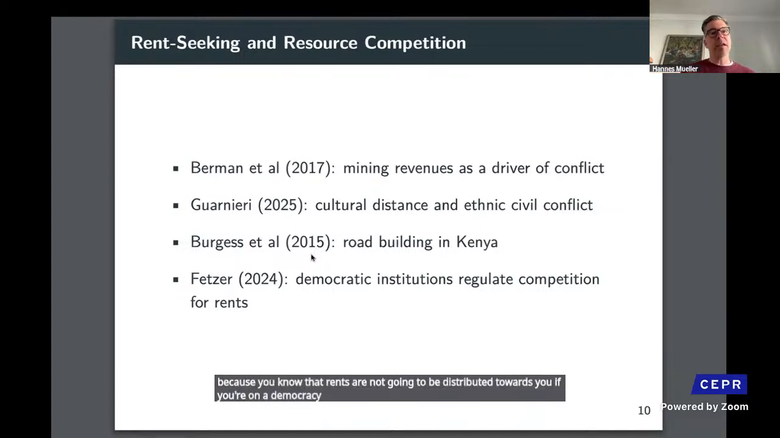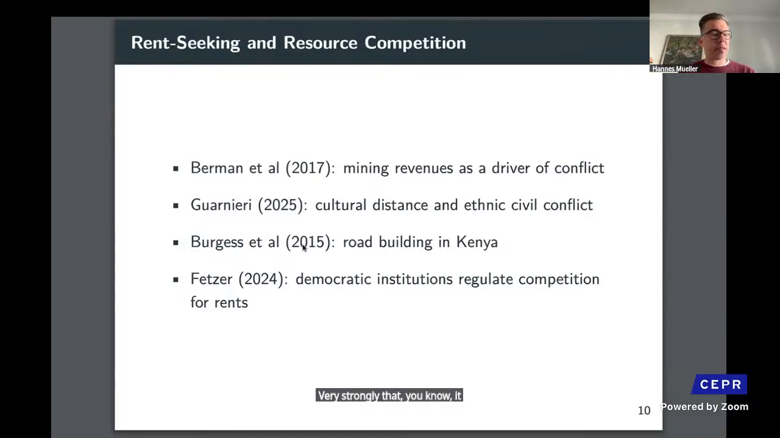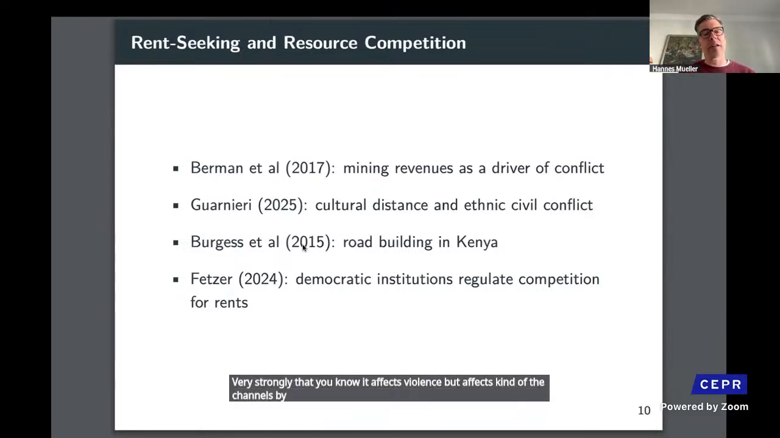So this is not showing it all the way. That's not showing very strongly that it affects violence, but it affects the channels by which we think violence comes about.